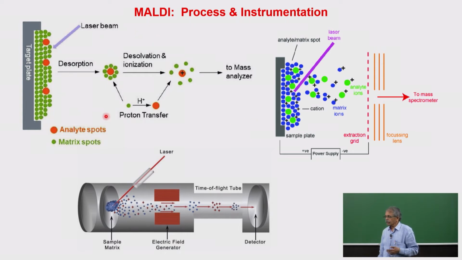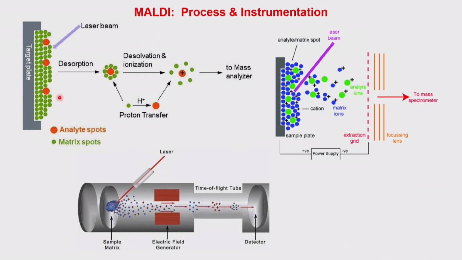Look at the top left panel in this particular slide. You can see this is the template, which has the compound and the matrix. Here the matrix is shown by the greenish species balls, and the red one is your analyte. Now you apply a laser beam on that, and the laser beam does the ablation and desorption.